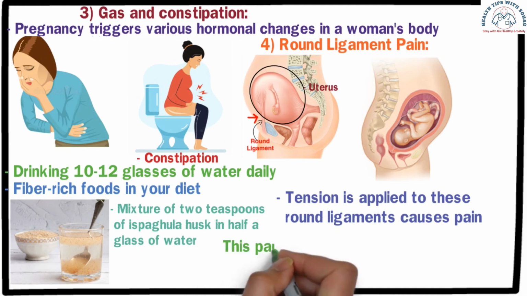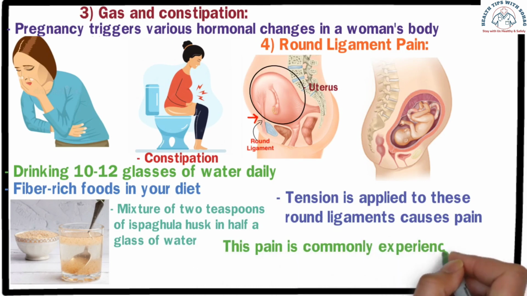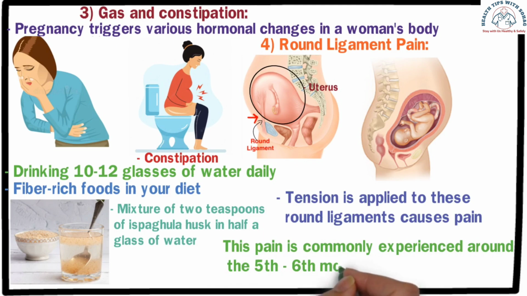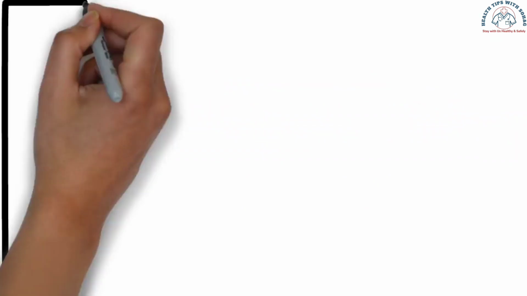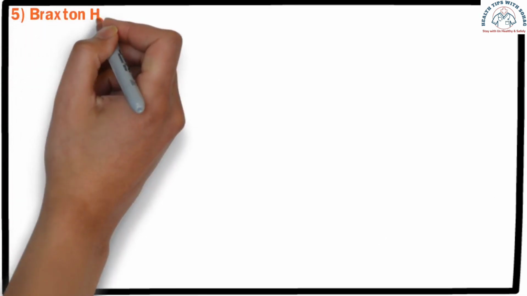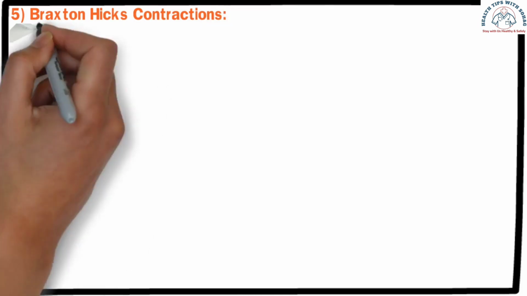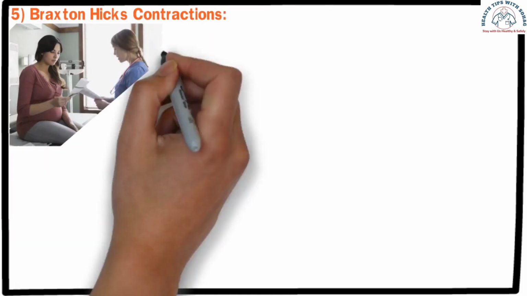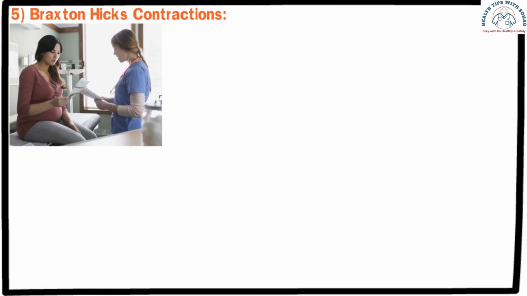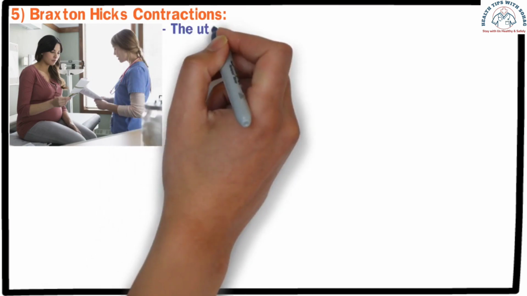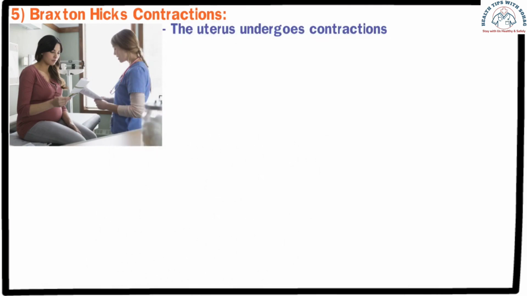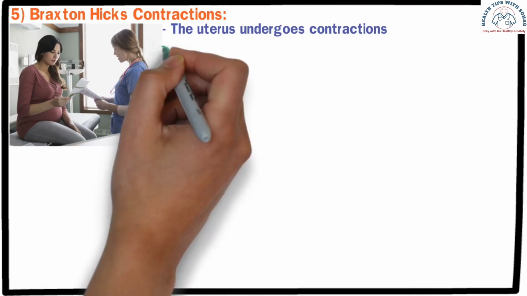This pain is commonly experienced around 5 to 6 months of pregnancy. It can start suddenly but usually subsides on its own within a few seconds. Number 5. Braxton Hicks contractions. In the last 3 months of pregnancy, the uterus prepares for delivery. During this time, the uterus undergoes contractions known as Braxton Hicks contractions. As a result, the pregnant mother may experience abdominal pain.